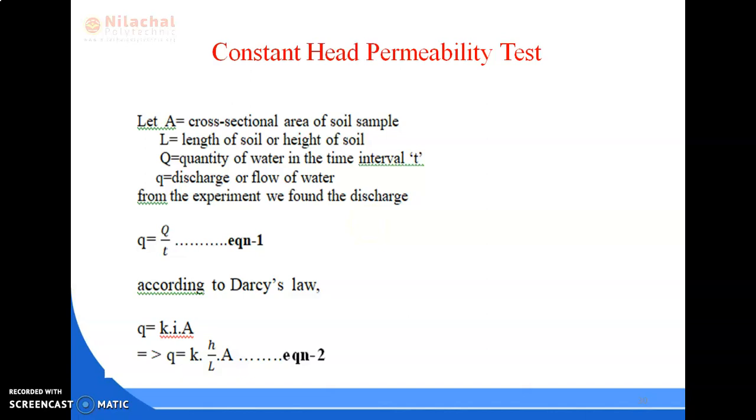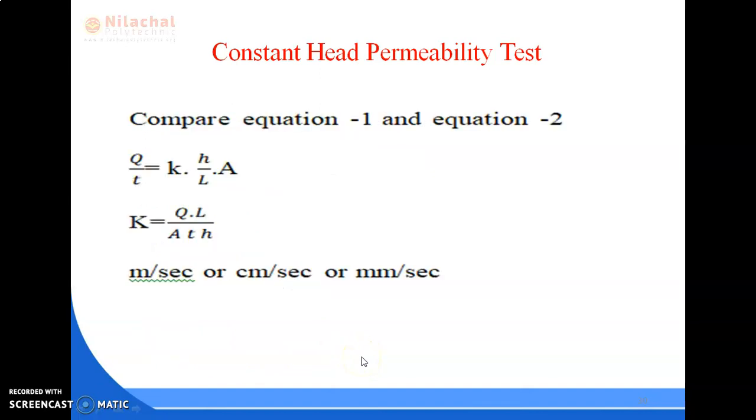So we give it equation 1, and according to Darcy's law, we know Q, or discharge, equal to K into I into A, or implies Q equal to K into S by L into A. In place of I, we replace it by S by L. We give it equation 2. So now we compare equation 1 and 2. So Q by T equal to K into S by L into A, or implies K equal to QL by ATH. So this is the formula you have to remember. K equal to QL by ATH. Its unit is meter per second, or centimeter per second, or millimeter per second.